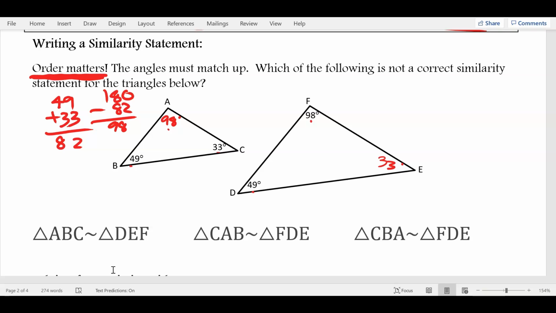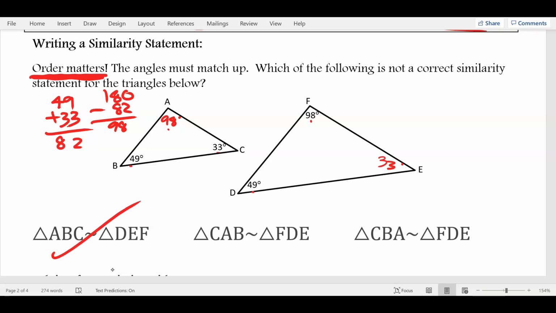So you tell me, does this first statement match up correctly? A, B, C, D, E, F. What do you think? Okay, well, A, the first letter is 98 degrees, and then D is 49 degrees. Those don't match, right? Cross that one out. That one doesn't match.